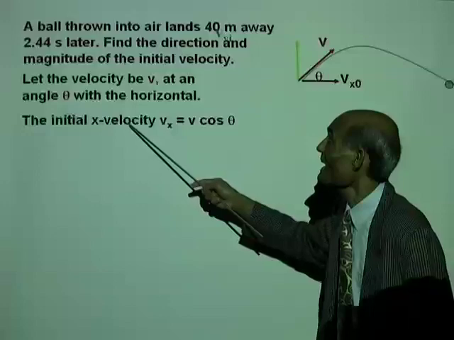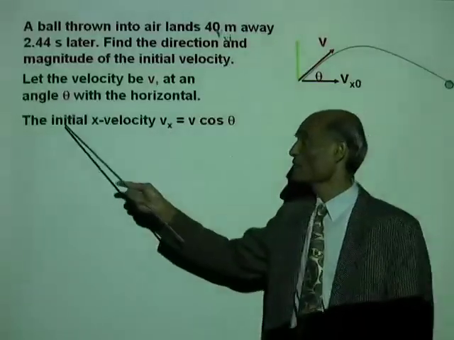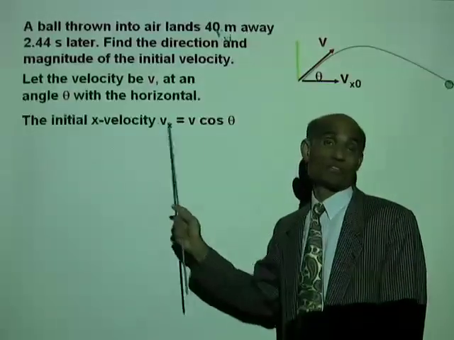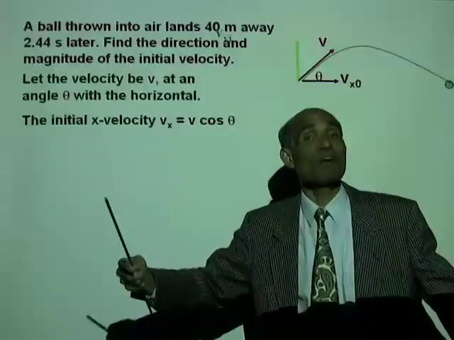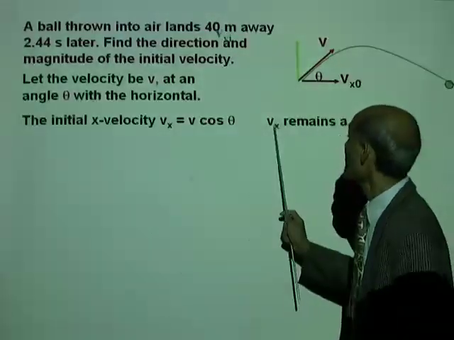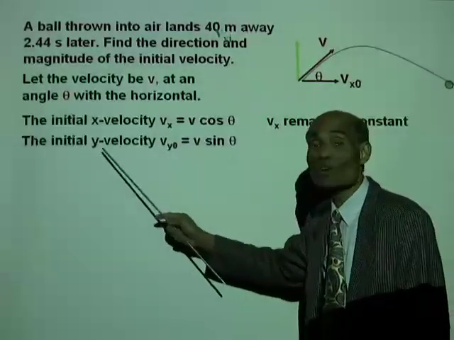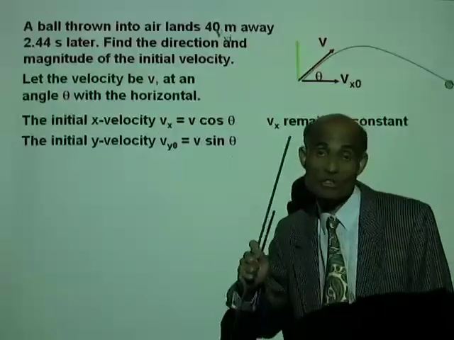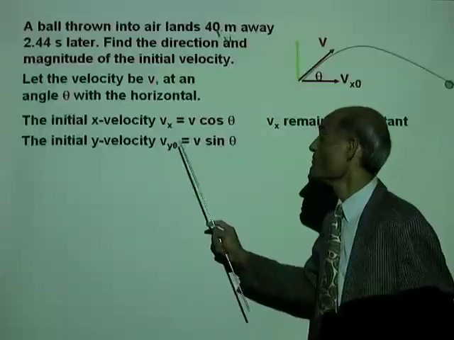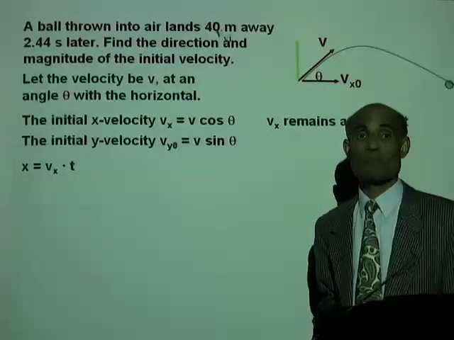The initial x velocity Vx equal to V cos theta. Now, did I really have to call it initial? Well, this is the initial and also the final, because the x velocity will not change. And Vx remains a constant. The initial y velocity, yes, we got to say that it is initial, because y velocity keeps on changing. Vy0 is V sin theta.